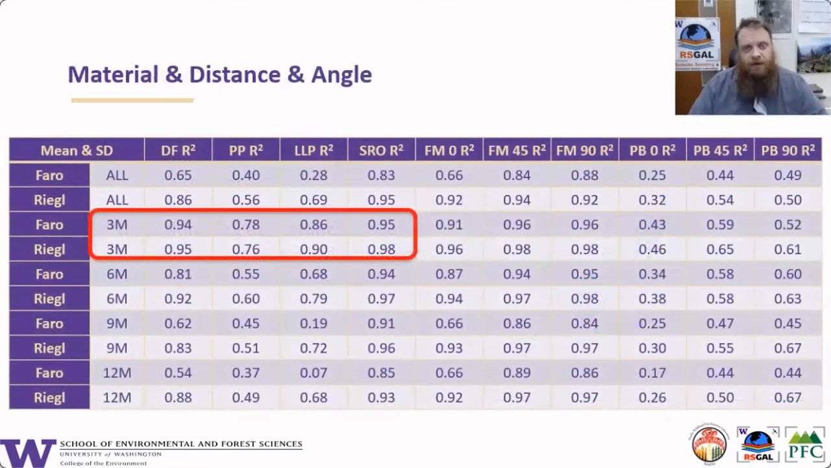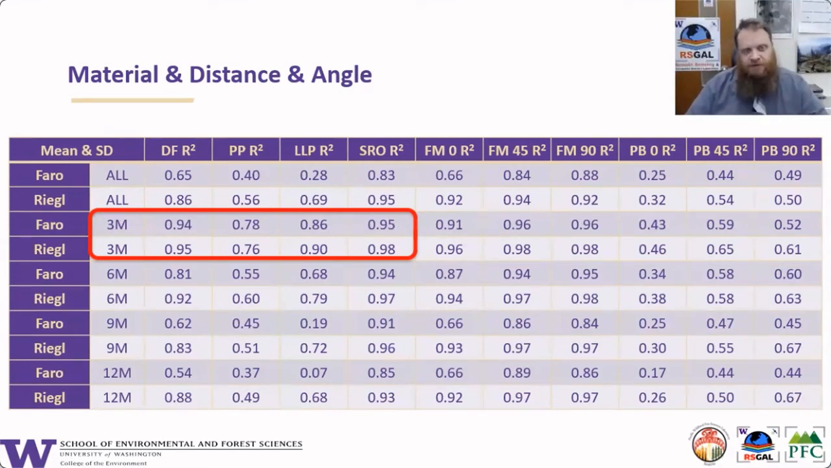We looked at all of the regression values for all of our different tests. Here's a short summary table looking at the R-squared values for our vegetation as well as our controls, the fabric mesh and the pine board. Highlighted in red are the R-squared values for the vegetation samples at 3 meters using the intensity mean and the standard deviation. We see that the Regal typically performed better than the Faro even at close range.